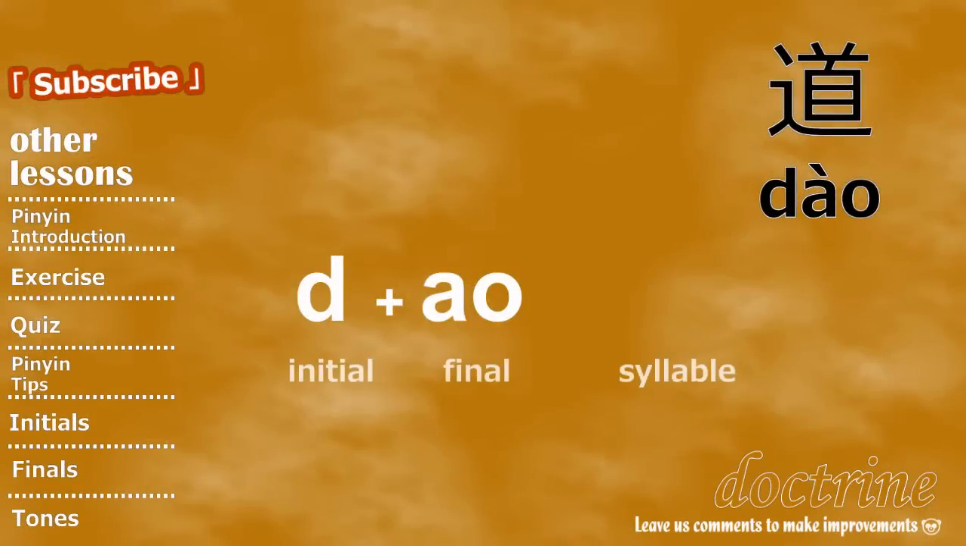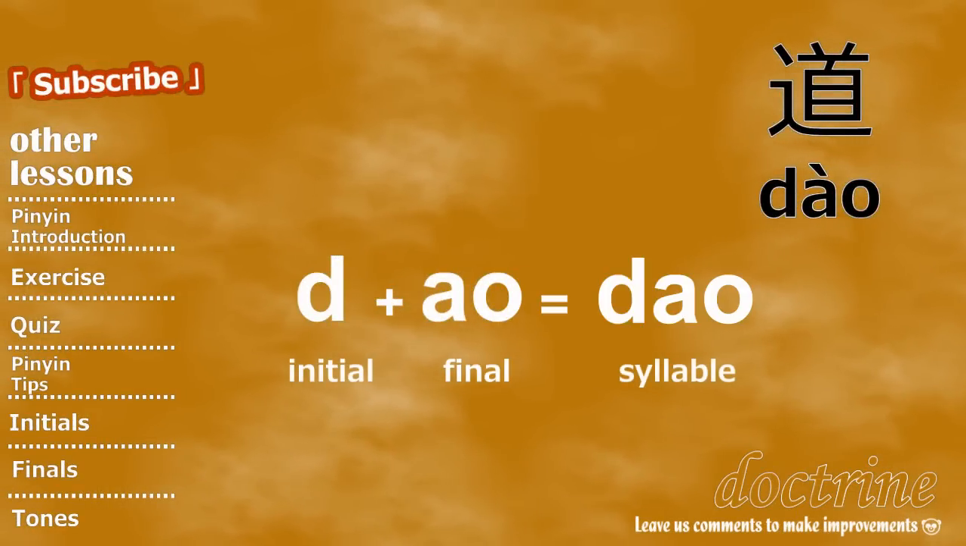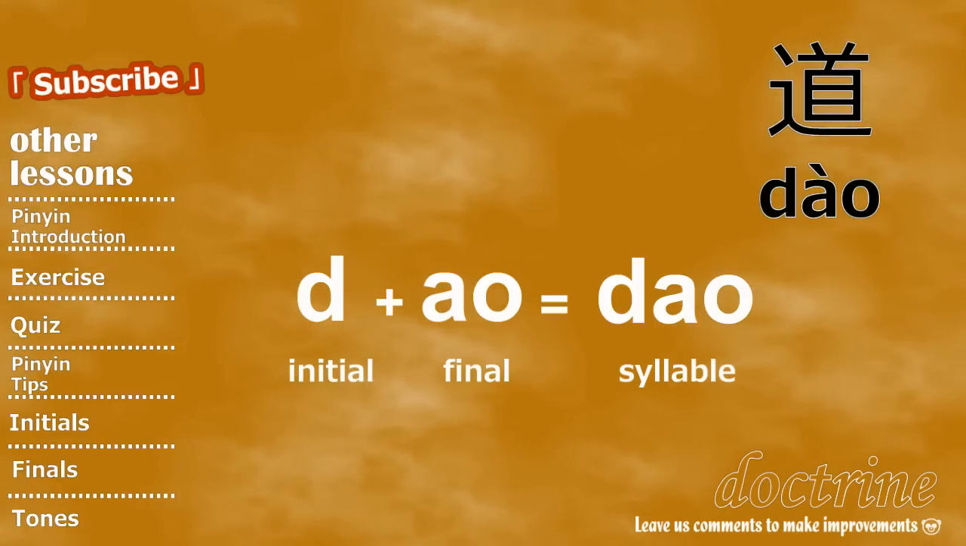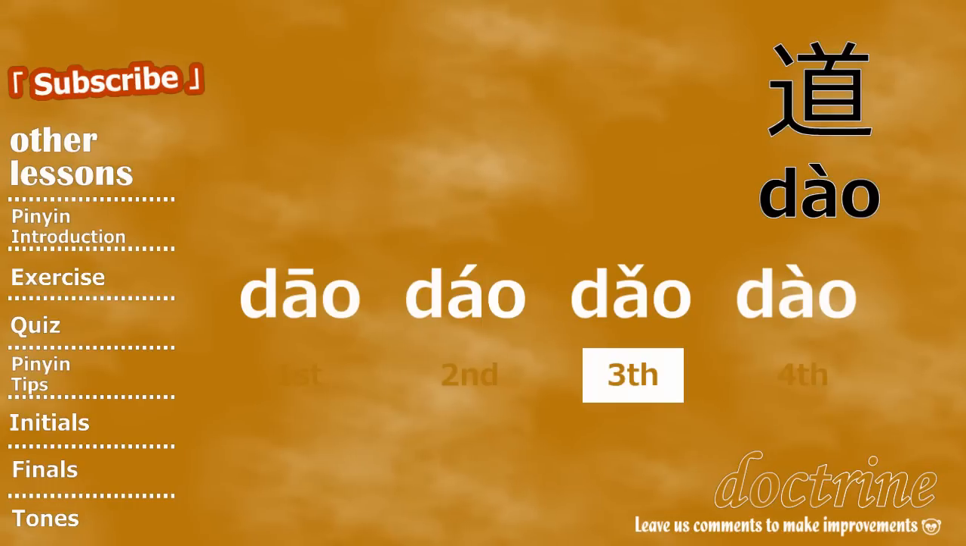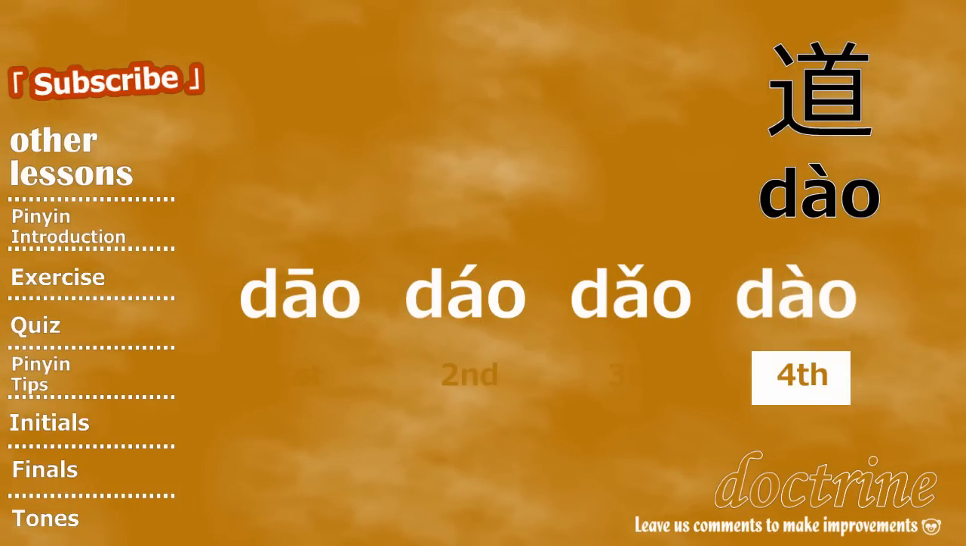Now, look at the Pinyin one more time. De and Ao, De Ao, Dao. It uses the fourth tone. Dao, Dao, Dao. It is Dao.